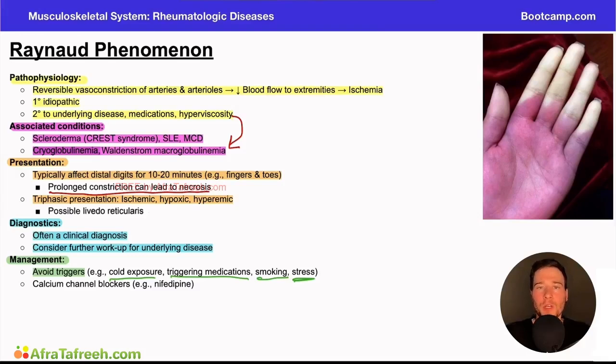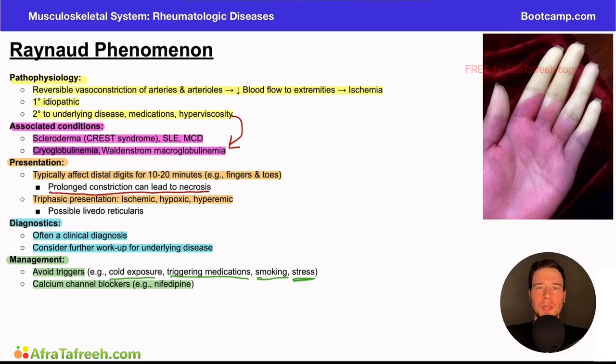Now, other than avoiding triggers, what can we do to actually treat this patient pharmacologically? Well, the first line medication here is going to be your calcium channel blockers, specifically nifedipine. And why are these useful? Because these medications counteract the vasoconstriction. They're calcium channel blockers, so they block the action of calcium, which leads to overall vasodilation or allows for reperfusion of the extremities that can be suffering from this condition.